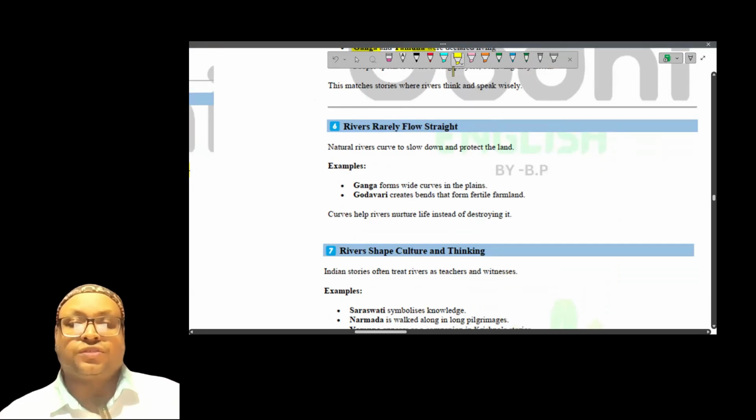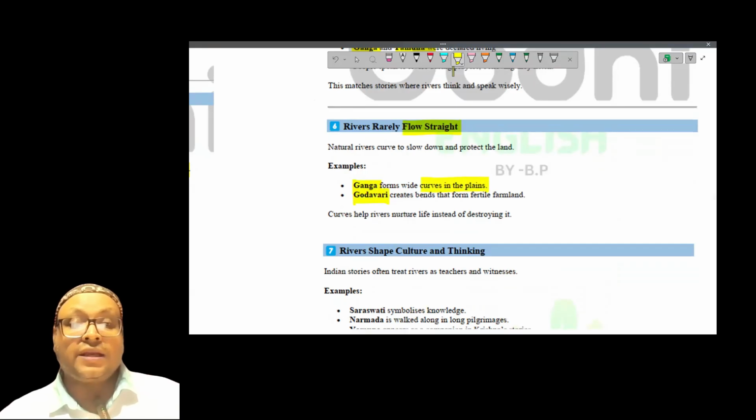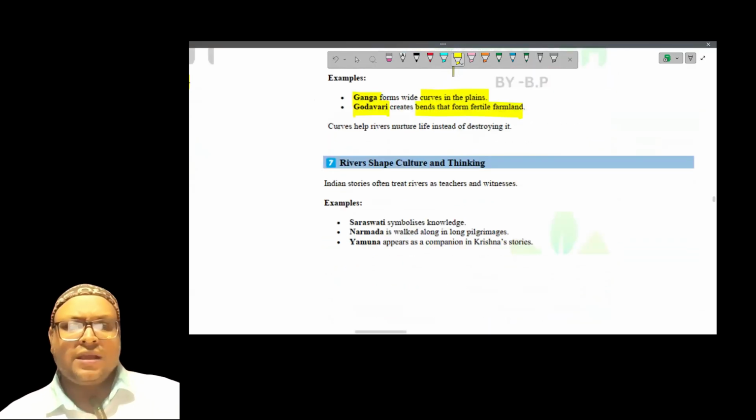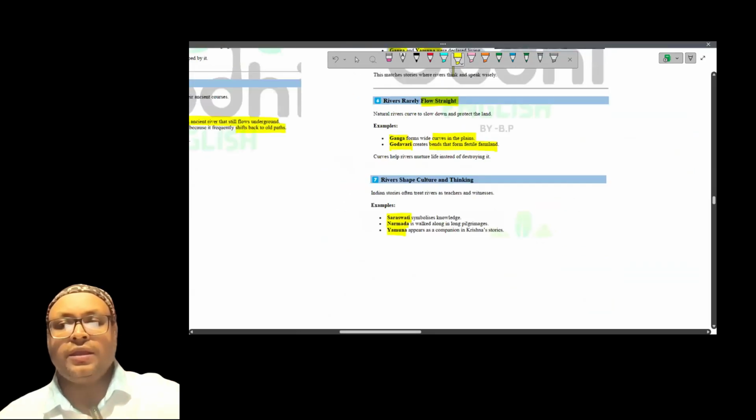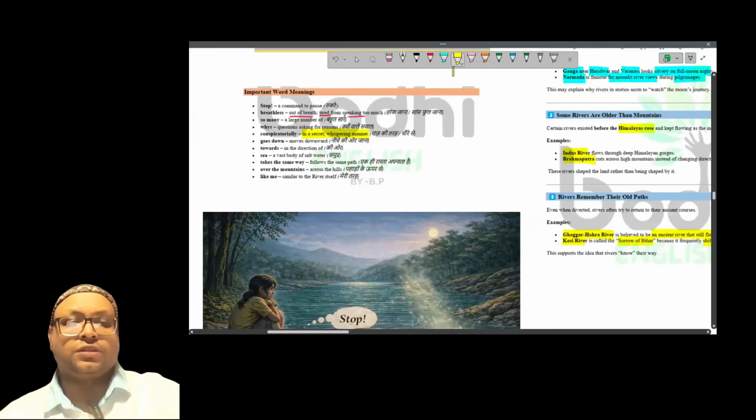Rivers never flow straight. The Ganga forms wide curves in the plains. The Godavari creates bends that form fertile farmland, so they never flow straight. In this way, rivers like the Saraswati, Narmada, and Yamuna are very much connected to our culture, our tradition, our religion, a lot of things. Anyway, you can get this from our content.